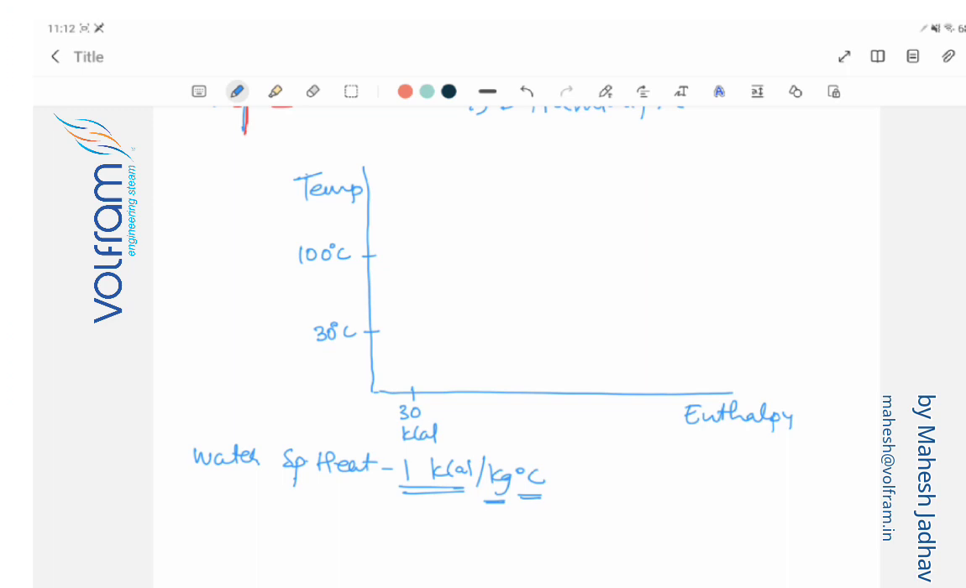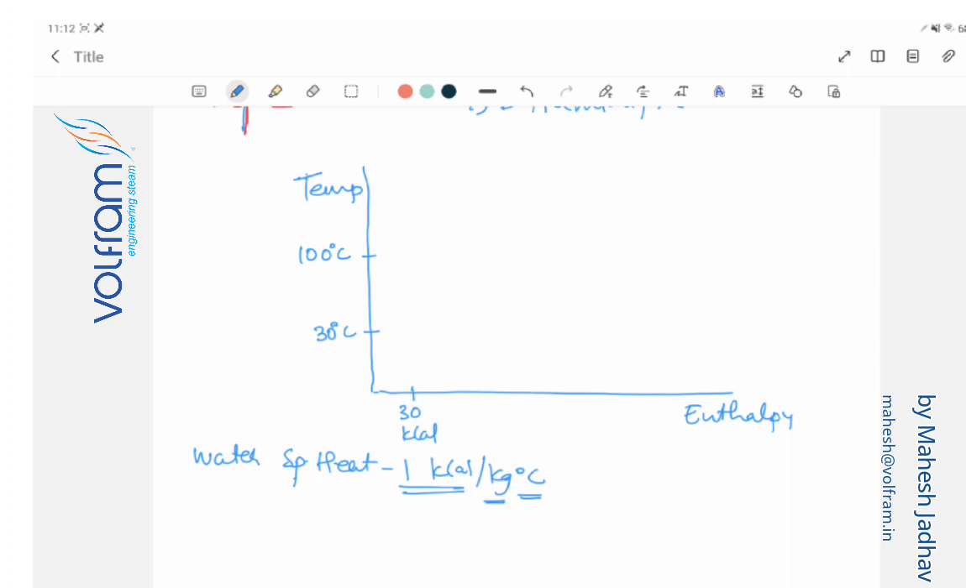Okay, so this is 1 kilocalorie. This is a specific heat. Is the understanding of specific heat clear to you? Yes. This is applicable to any substance. Only the value will be different. So for water it's 1, so it's a reference.